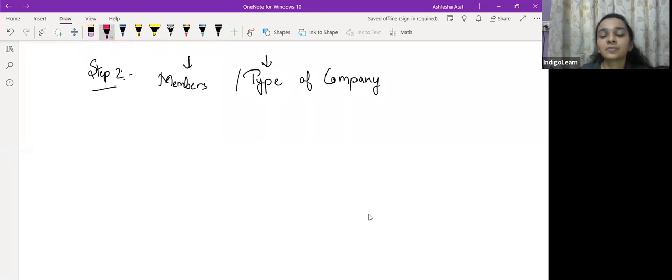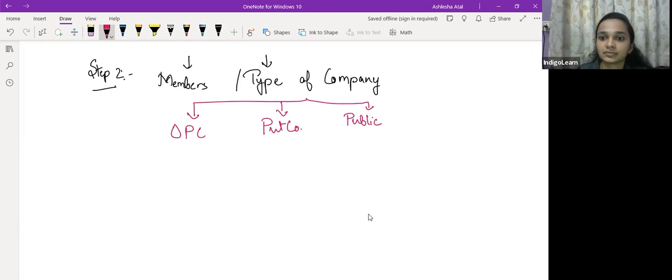So now in type of company, what Kishan will have to decide: Kishan will have to decide whether he wants to start a one-person company or a private company or a public company. अभी वन पर्सन कंपनी है तो कितने मेंबर्स चाहिए? वन मेंबर. प्राइवेट कंपनी है मिनिमम 2 members. पब्लिक कंपनी है मिनिमम 7 members चाहिए.